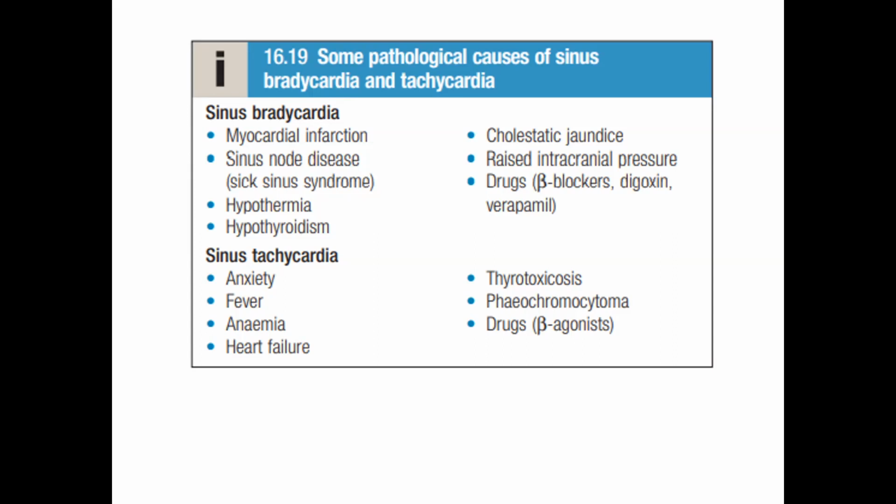Anemia. In anemia, what happens? The oxygen will not be supplied to the organs in sufficient amount. So what happens? There will be increased heart rate. Then heart failure, thyrotoxicosis, where metabolism will be increased. Pheochromocytoma, due to the production of hormones by the adrenal tumor. So there will be increased production of the hormones leading to tachycardia. So in bradycardia, the most important causes are hypothermia and hypothyroidism; in tachycardia, anxiety, fever, anemia, heart failure, and also thyrotoxicosis. So these are the pathological causes of sinus bradycardia and tachycardia.